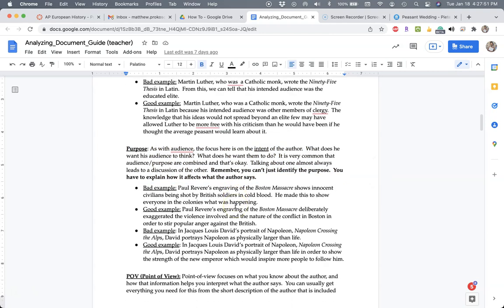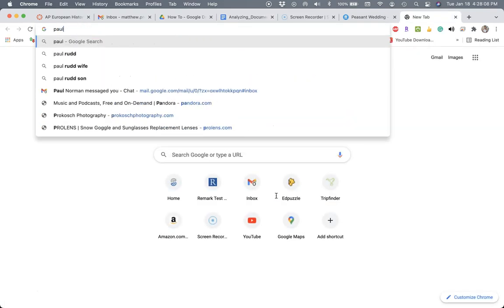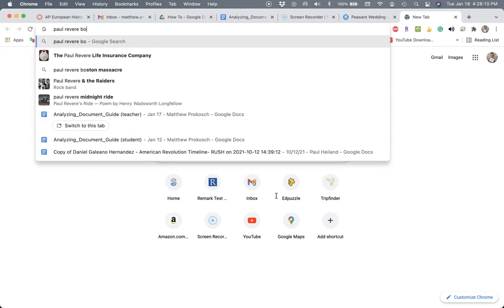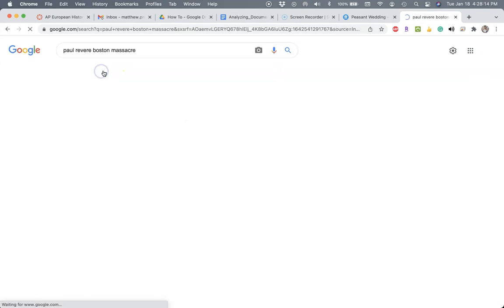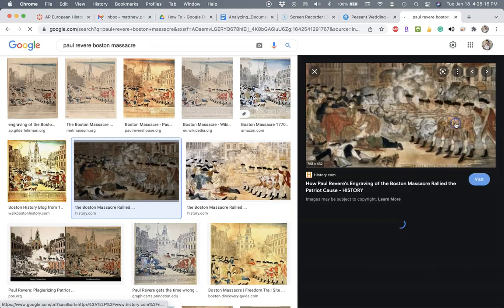All right, let's do a little bit of a Euro/APUSH example here with Paul Revere. So Revere's engraving of the Boston Massacre shows innocent civilians being shot by British soldiers in cold blood. He made this to show everyone in the colonies what was happening. All right, so let me Google this for you. Paul Revere, Boston Massacre. Okay. Here we are. I'll use this one.